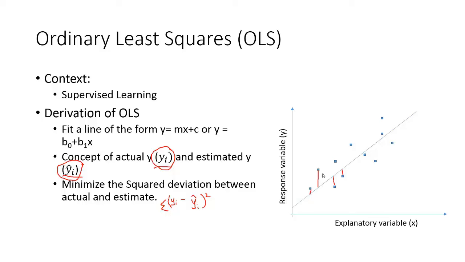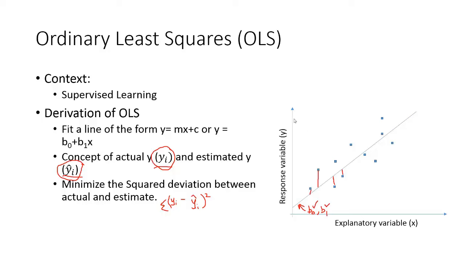And what we are going to try and do with an ordinary least squares regression is figure out that line. And how do you define a line? You define it with beta naught and beta 1. Once you fix a beta naught and beta 1, the line gets fixed. So the goal of this exercise is to figure out that beta naught and that beta 1, which defines the line, which results in minimizing the squared deviation between actual and estimate.